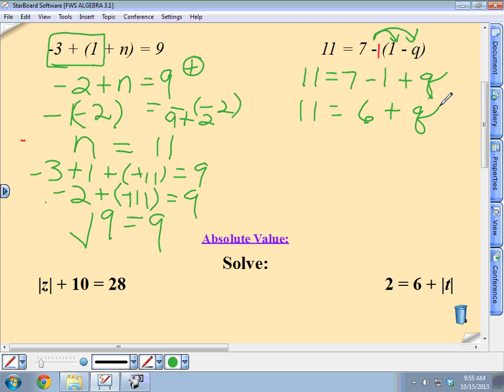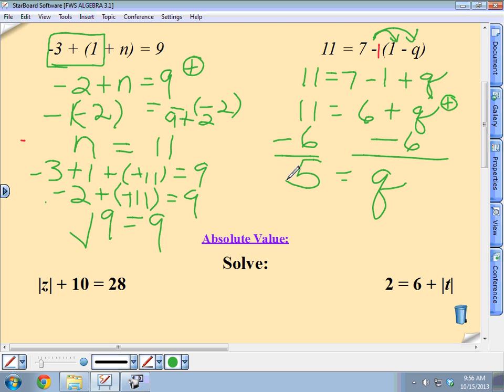So what is the operation next to my variable? Addition. And how do I get rid of addition? Subtract. What do I subtract from each side? Subtract 6. And that leaves me over here. What's 6 minus 6? 0. So what am I left with? q. What's 11 minus 6? 5.